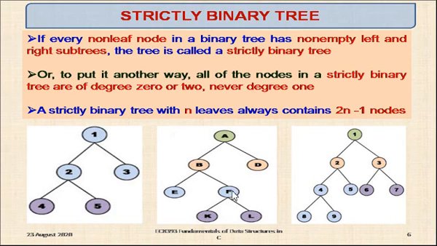Here in this second example, how many leaf nodes are there? This is 1 leaf node, 2, 3 and 4 leaf nodes are there. So 2 into 4, 8, minus 1, 7 nodes are totally available here. Here, how many leaf nodes are there? 1, 2, 3, 4, 5. 5 leaf nodes. So 2 into 5, 10, minus 1. So 9 nodes are available in the strictly binary tree. You see here 1, 2, 3, 4, 5, 6, 7, 8, 9. So this is a simple procedure to calculate the total number of nodes available in a strictly binary tree with the help of the number of leaf nodes.